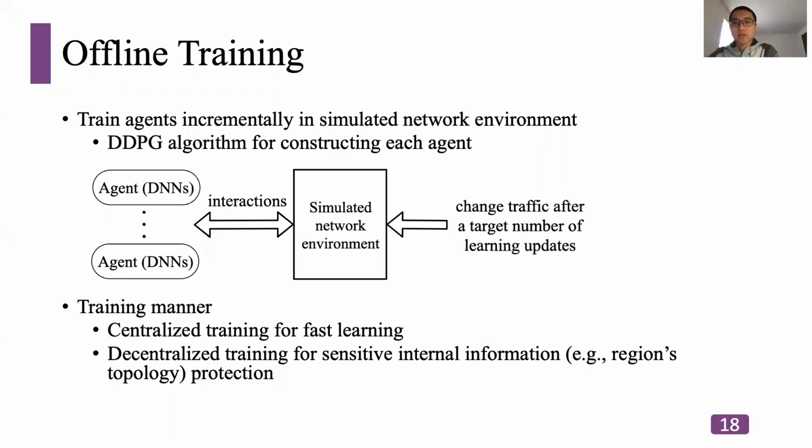Our framework is suitable for both centralized training and decentralized training. On the one hand, these agents can be trained in a centralized server for faster learning. On the other hand, each region can choose to maintain its own agents, and these agents can be normally trained by sharing some necessary information, including reward information and aggregated traffic information. But some sensitive internal information, such as the region's topology and link capacities, doesn't need to be shared.